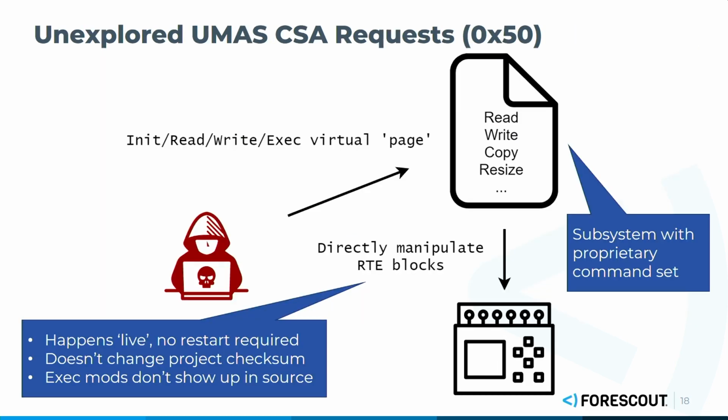So what we found is that there is a previously unexplored subfunction within UMAS called the CSA request with function code 0x50 that allows you to make these virtual pages on the PLC. And you can read and write to them and schedule them for execution. And you can fill these pages up with a proprietary command set that allows you to read, write, and copy, and so on from these different blocks. So you can directly manipulate these blocks as they reside in memory.